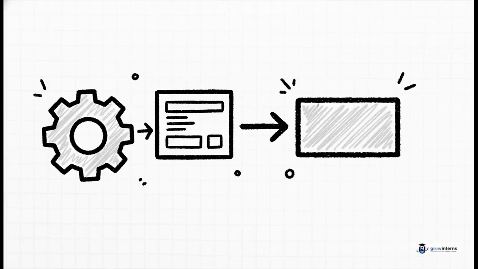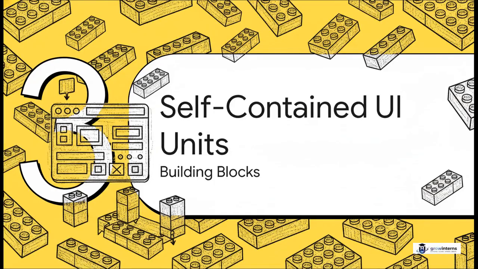And the secret weapon that makes this architectural approach so readable and developer-friendly, it's JSX. Basically, JSX is a syntax extension that lets you write HTML-like markup directly inside your JavaScript file. By keeping the markup right next to the logic, your components become incredibly easy to build, maintain, and, honestly, most importantly, delete when you don't need them anymore. Section 3, Self-Contained UI Units.